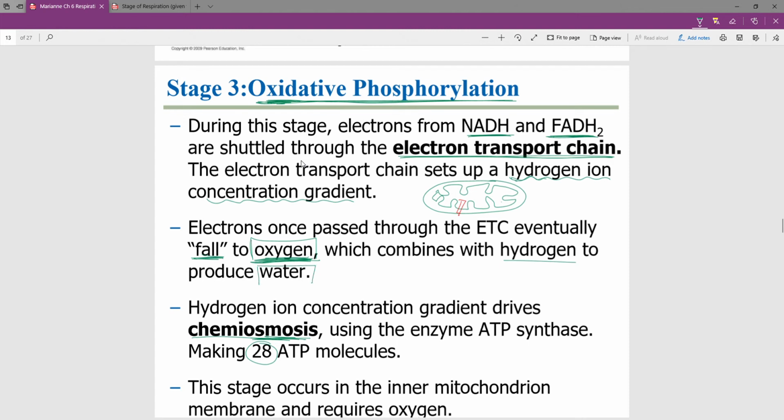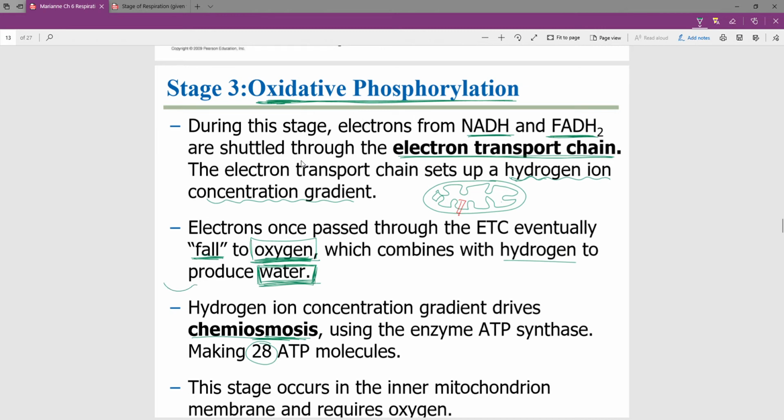Water is one of the products in the overall chemical reaction of cellular respiration, and this is the only time that it shows up in the entire story. So it's kind of a key player. It's easy to miss, but it's absolutely important because it's one of those major players in cellular respiration.